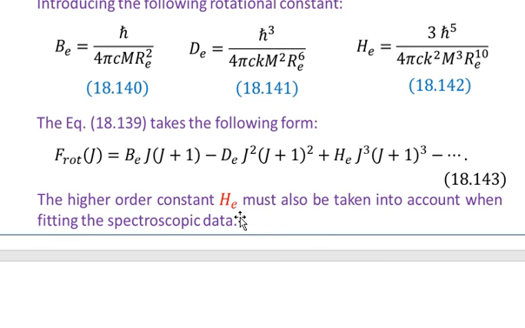The higher order constant He, you see that if you consider the three terms in this expansion, then He will be the higher order constant. The higher order constant He must also be taken into account when fitting the spectroscopic data. Sometimes we want to measure numerically the values of the constants Be, De, and He, and then you need to consider the constant He also in order to fit this curve to the spectroscopic data, so that you can determine the unknown constants.